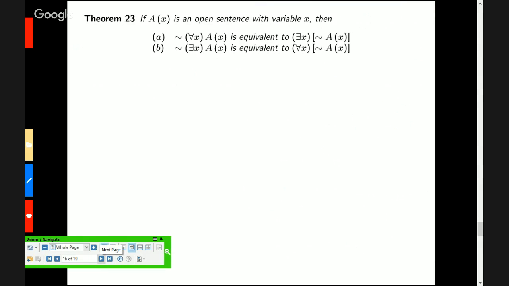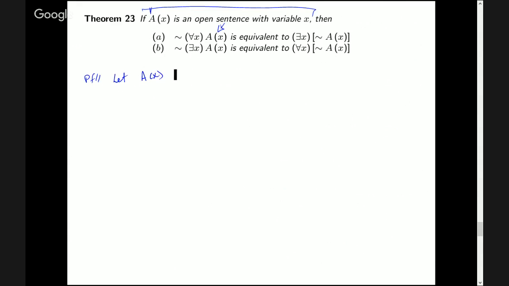Okay, we have a theorem here. It says if A of x is an open sentence with variable x, then the negation of for all x, A of x is equivalent to there exists an x, not A of x. Well, we could, except we don't know when that is true or false. So we're actually going to do a proof the other way. So our hypothesis is A of x is an open sentence with variable x.